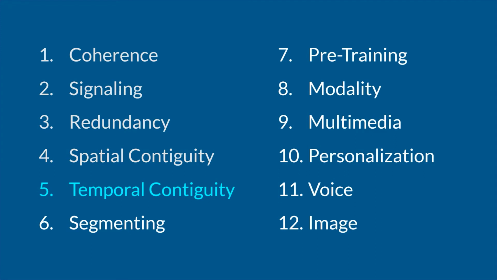Fifth is the temporal contiguity principle, which states that learning is more effective when words and pictures that are related happen at the same time rather than one after the other. This means that a narration or description concerning an image or a graphic should be shown with the graphic or image rather than after or before it.